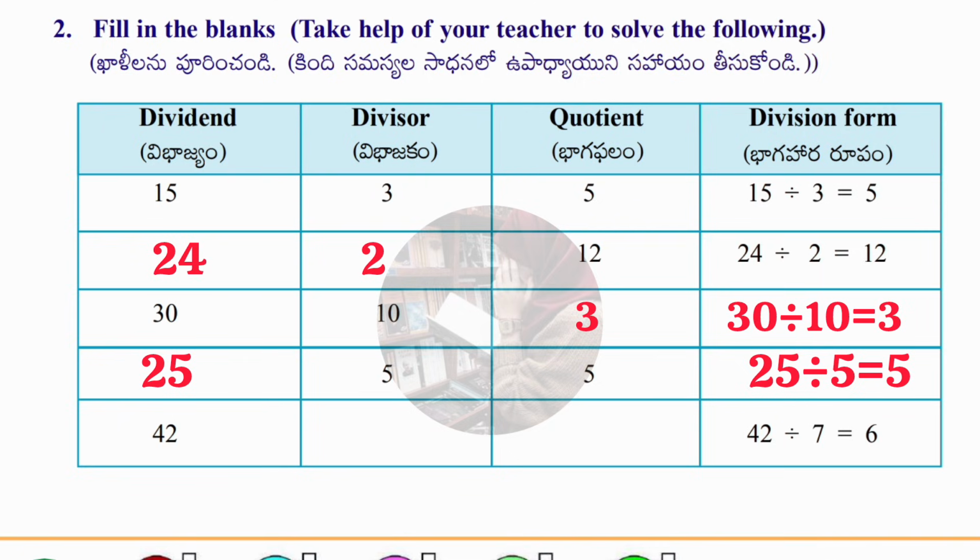So by observing the division form, we can easily write it down by closing our eyes that 7 is the divisor and 6 is the quotient. Understood, guys? In this way you have to think and write it down. Got it? Okay. So please write it down without any mistakes.